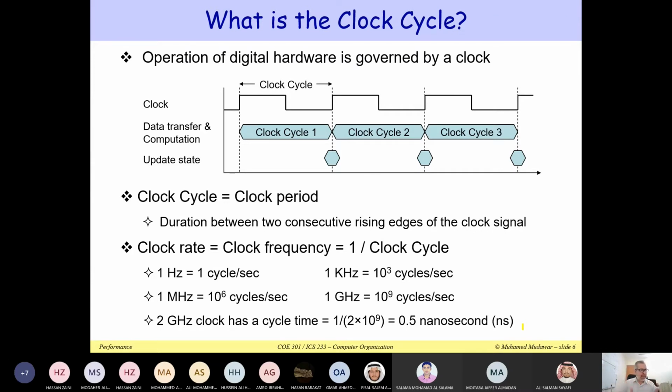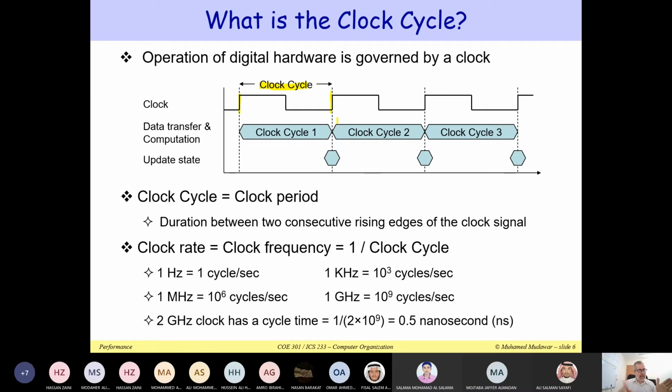And remember that CPUs are nothing but sequential circuits. Therefore, they have to be synchronized. And for this reason, we need a clock. And the clock is a periodic signal. So there is a clock cycle, and this clock cycle is a time duration. You can see that this is the clock cycle. It's the time duration between two rising edges of the clock. So between one rising edge and the next rising edge. That's the duration of one clock cycle. Part of this clock is a high level and part of it is a low level.